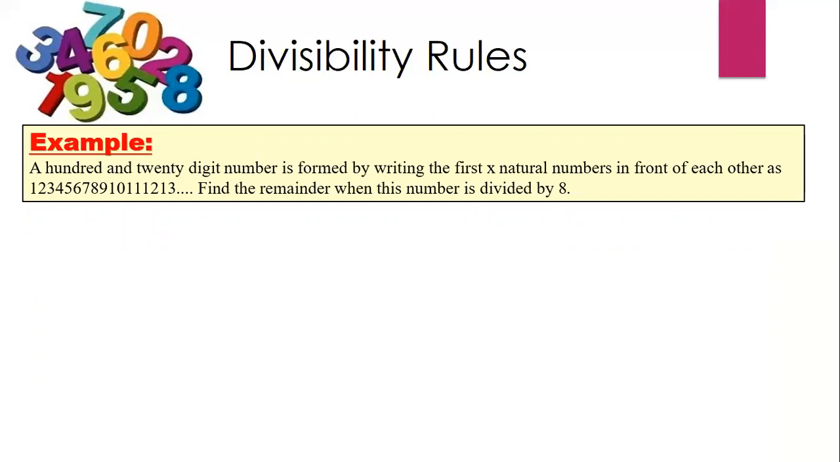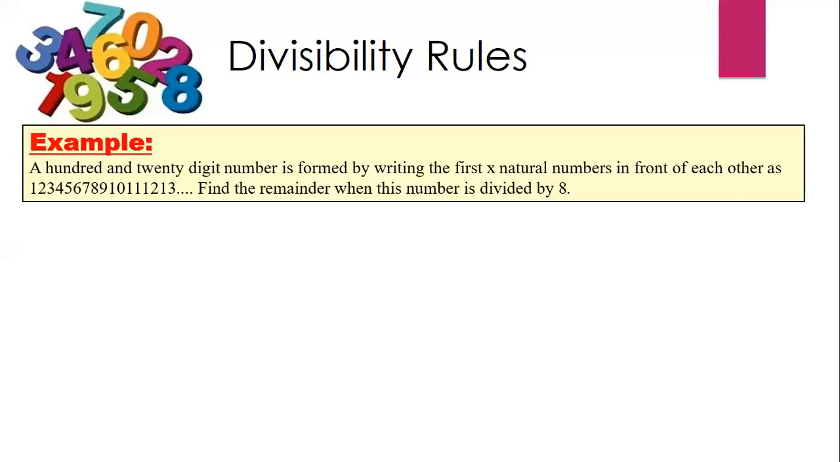A 120 digit number is formed by writing the first x natural numbers in front of each other, 1 2 3 4 5 6 7 8, like that. Find the remainder when this number is divided by 8. Okay, so now we know the divisibility rule for 8. So we cannot divide a 120 digit number by using long division. So there should be a shorter way.